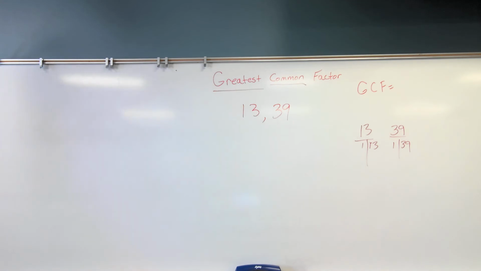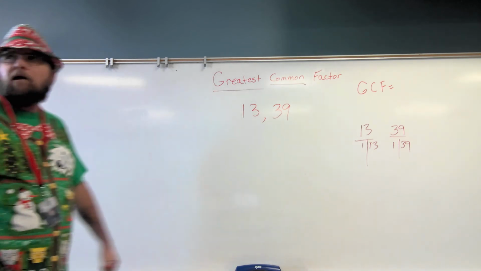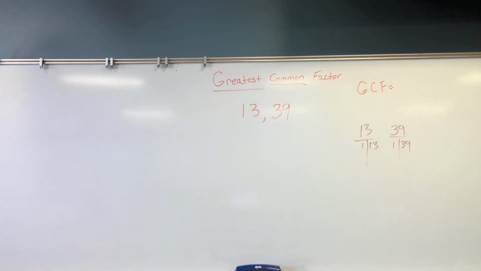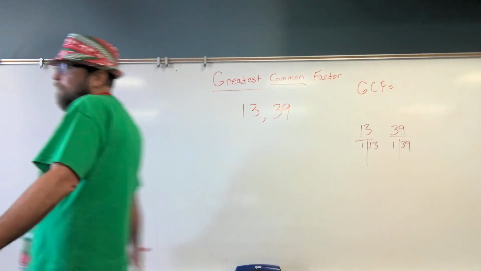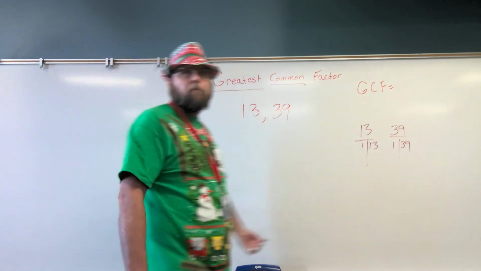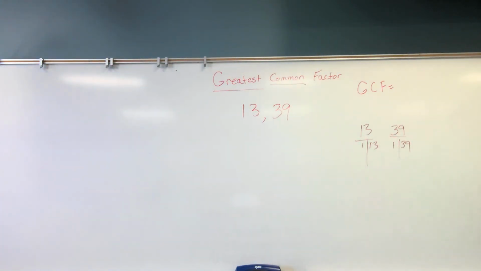So what else do we have for 13? What other factor pairs? Emily Kate? It's prime. Good. We're done. 39. What other factor pairs do we have for 39? Luke? 3 and 13.